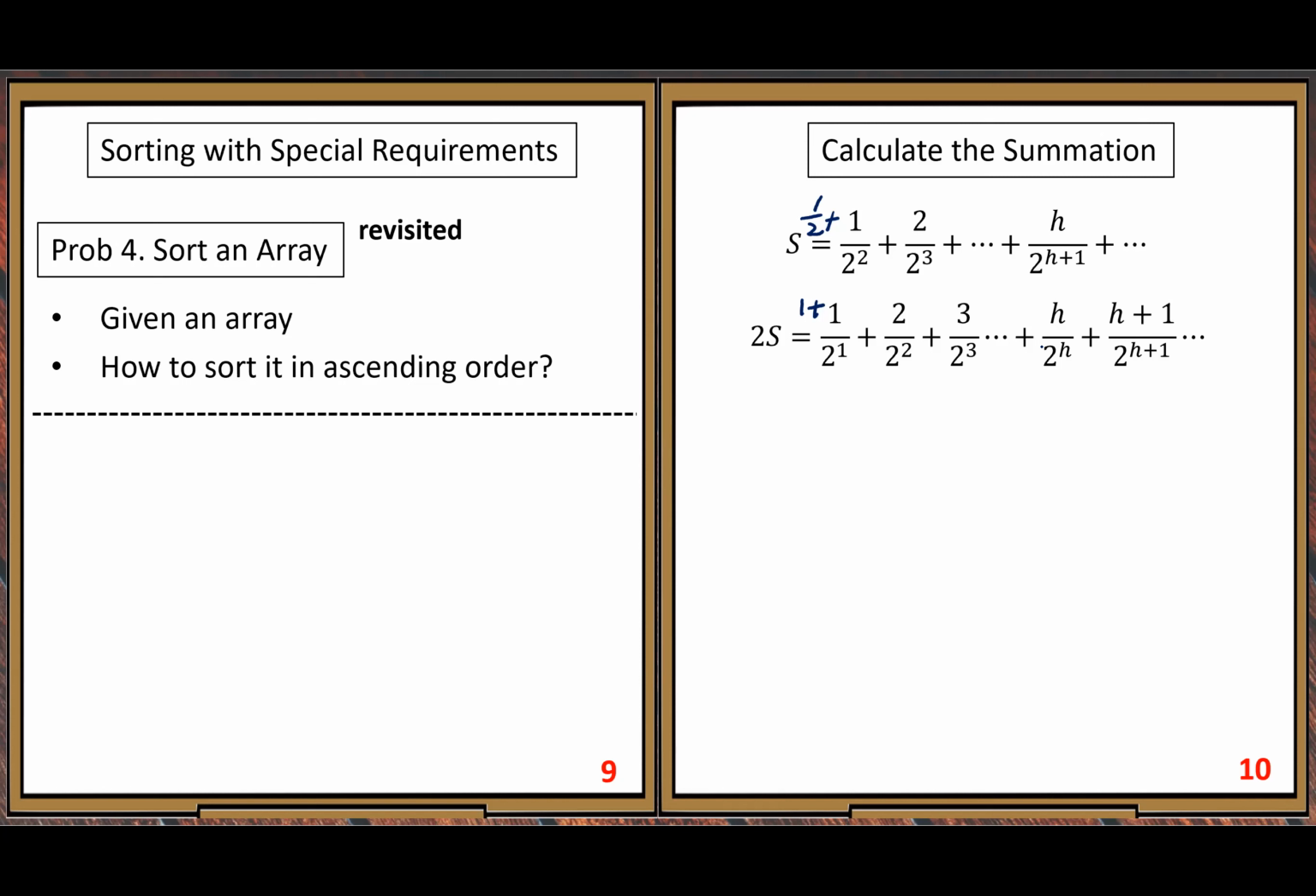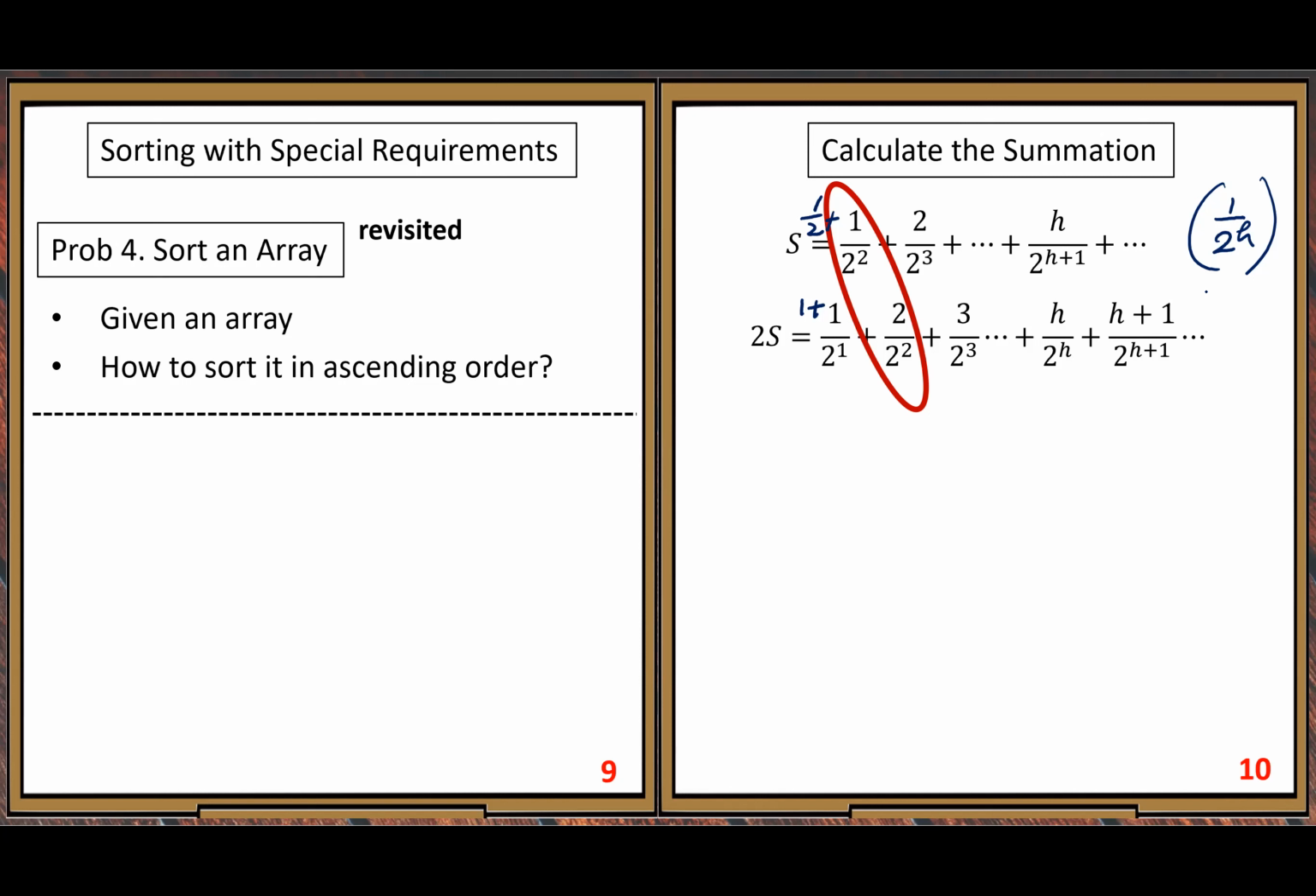S equals 1/2 plus the remaining terms. 2S equals 1 plus the remaining terms. All right. Now let us compare these two formulas. Compare the like terms. So what are the like terms? The 1/2 to the h term, where h equals 1, 2, 3, and so on. Let's look at the like terms in this diagonal way.